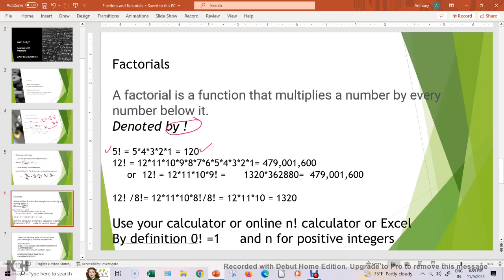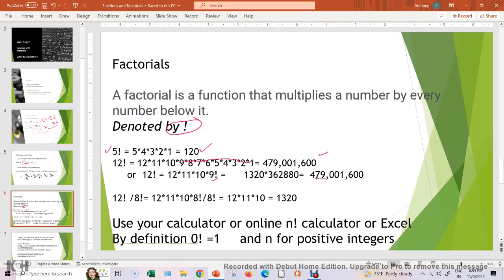12 factorial, a little bigger: 12, 11, 10, 9, 8, 7, 6, 5, 4, 3, 2, 1. If you did that on a calculator, you get 479,001,600. Or in some cases you can say, well, 12 factorial is 12 times 11 times 10 times 9 factorial, because isn't this right here 9 factorial? Sure, 9, 8, 7, 6, 5, 4, 3, 2, 1, that's 9 factorial. So 12 times 11 times 10 times 9 factorial, not that much easier to do. You still get the same answer.